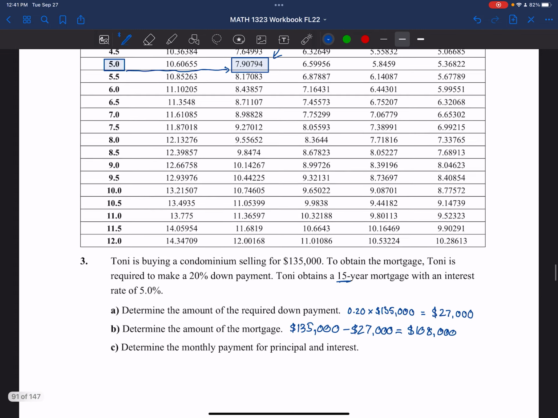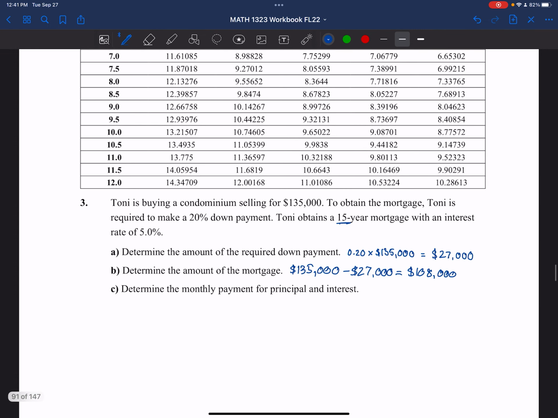So you could think about this as the same way for part C. The first step was to go ahead and use the table, which we found was $7.90. Well, it's hard to say cents here because we actually have more precision: 7.90794. And again, to emphasize, this is per 1,000, and that includes both the principal and the interest. So we're not going to have to do part B from the previous page.